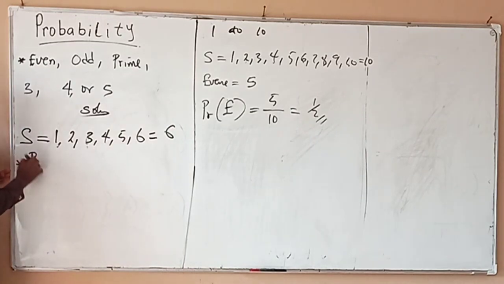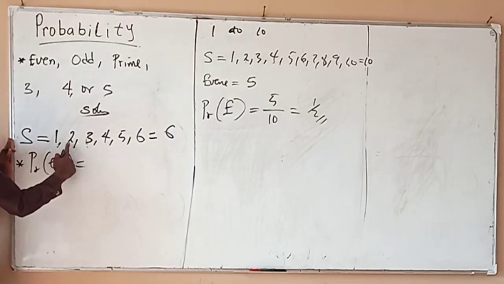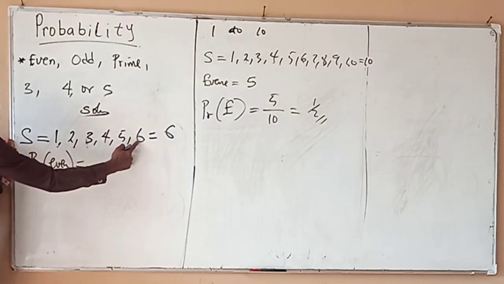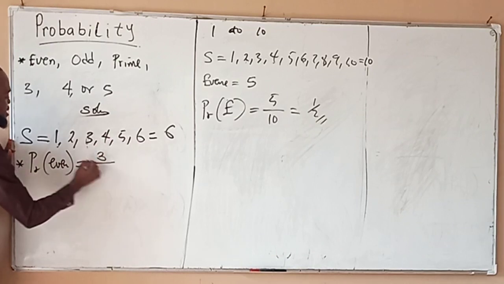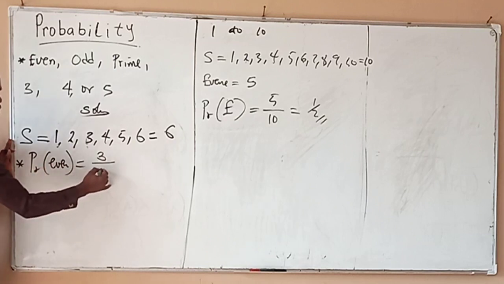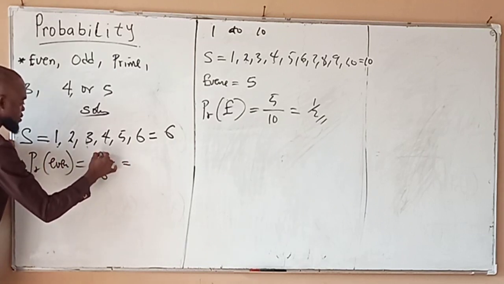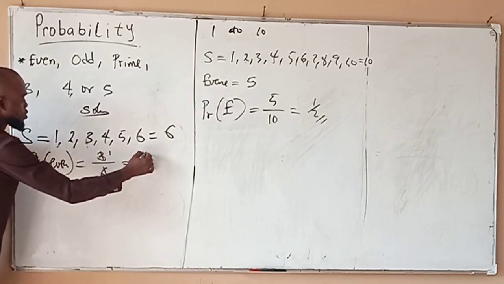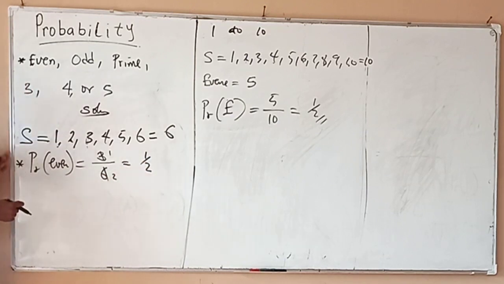Now, what will be the probability of having an even number? It will be the events of even number divided by the sample space. How many events? 1, 2, 3. We have 3 even numbers here, numbers that 2 can divide exactly. Divided by the sample space, which is 6. So 3 over 6 is 1 over 2. That is the probability of having an even number.